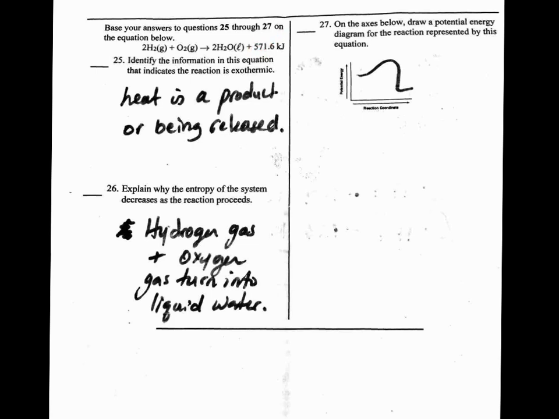Number 26, why the entropy of the system decreases as the reaction proceeds. So hydrogen gas and oxygen gas turn into liquid water. Here we start with gases. They're very random, and it goes to a little bit more structure in the liquid phase. So that's why entropy decreases. And because it's exothermic, you just got to draw this whole loopy thingy, and you should get our product side to be lower than our reactant side.